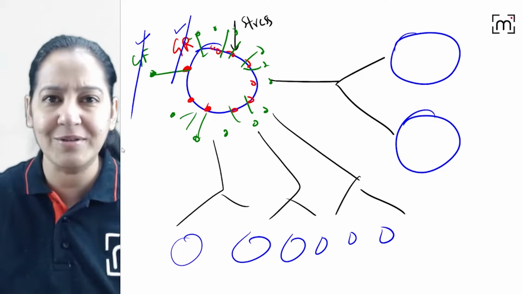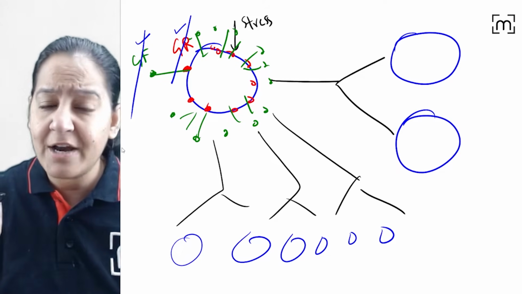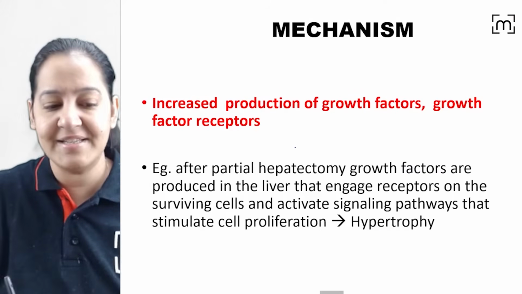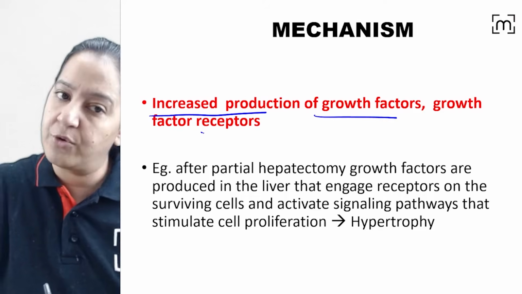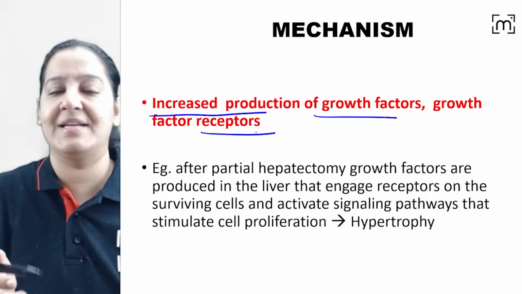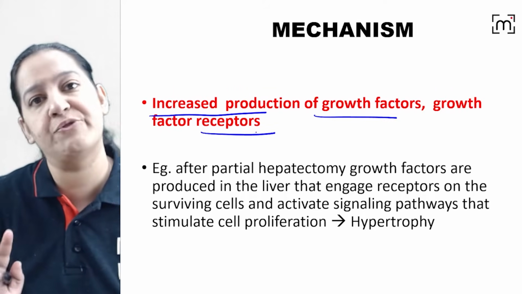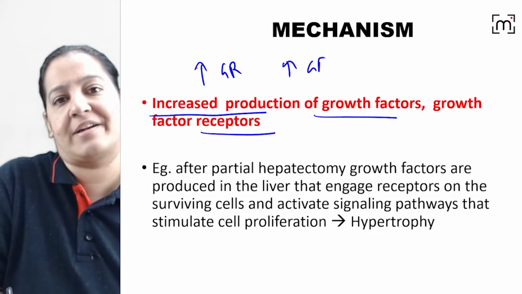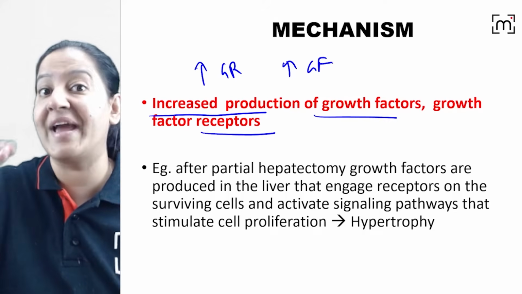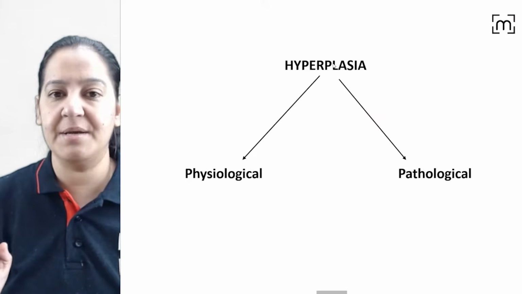In one word, don't draw this diagram. This diagram is for the sake of your understanding. So what is the mechanism? You tell me the mechanism. It is increased production of growth factor and growth receptor. In one line, you have to write the mechanism: increase in growth receptor and increase in growth factor. This is the mechanism of how the cell is doing hyperplasia. I hope you got it.